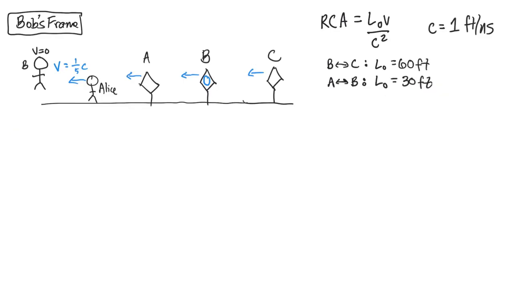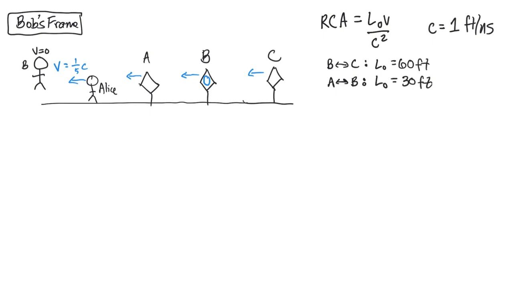I've copied Bob's frame diagram onto a new page to give us a little more space to work with, and I've reminded us that the RCA equation for how much time difference exists between two clocks is given by L naught V over C squared, where C, the speed of light, is 1 foot per nanosecond. And I'm reminding us that the separation in space between B and C is 60 feet in their rest frame, L naught being the rest frame separation. And the separation between A and B is 30 feet, again in the frame where those objects are at rest, in the ground frame, also known as Alice's frame.